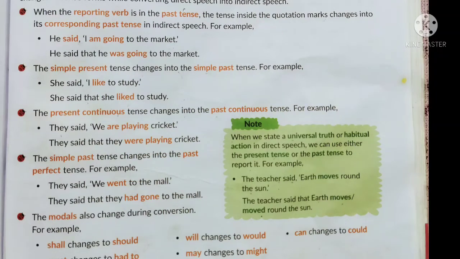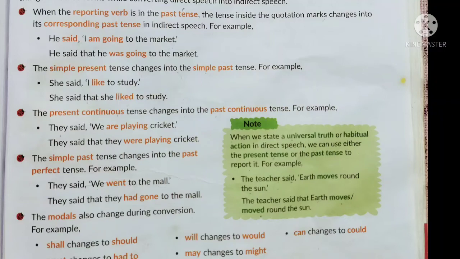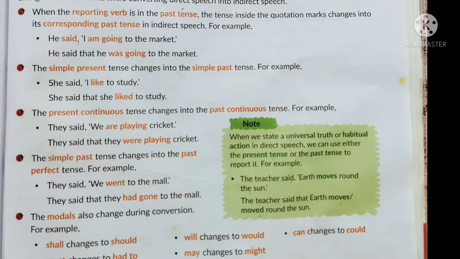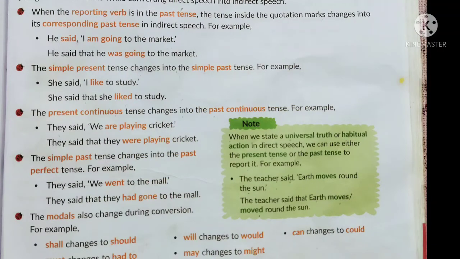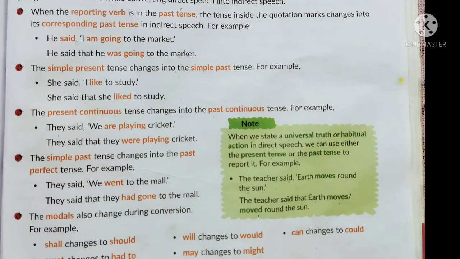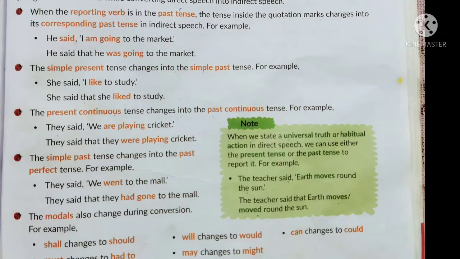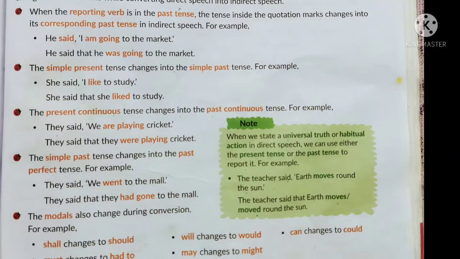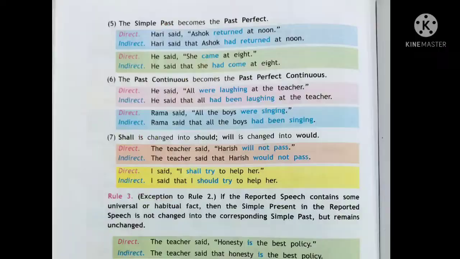Like for example, they said, we went to the mall. So, the verb you can notice is went. What you need to do is change this into the past perfect tense. So, it will become, they said that they had gone to the mall. And remember, you have to change the modals. The modals are also changed during conversion, like shall becomes should, will becomes would, can becomes could, may becomes might.